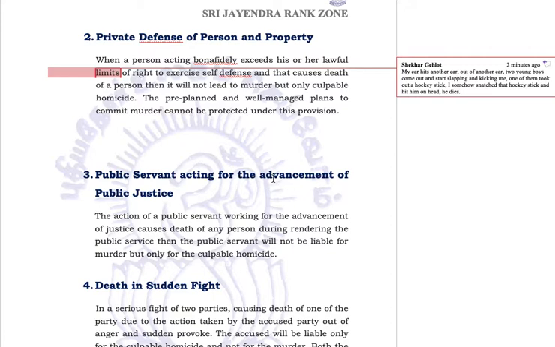Public servant acting for the advancement of public justice. If the action of a public servant working for the advancement of justice causes the death of any person while rendering public service, then the public servant will not be liable for murder but only for culpable homicide. Okay, only for culpable homicide.